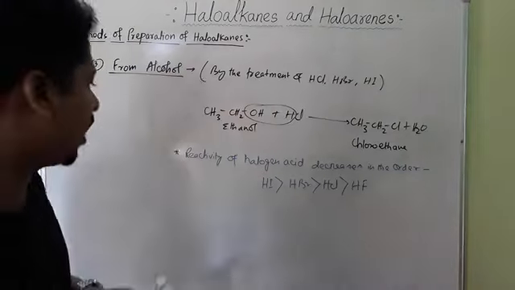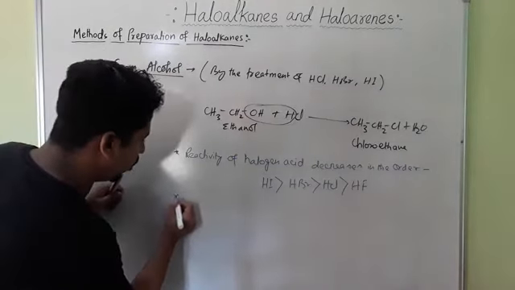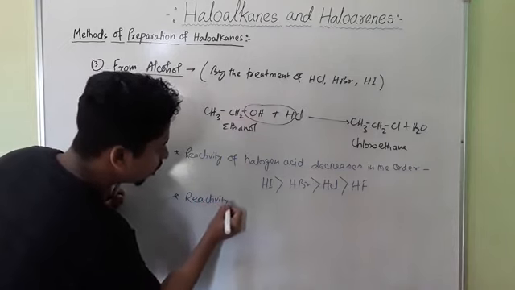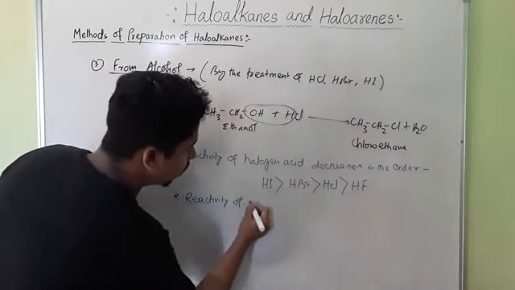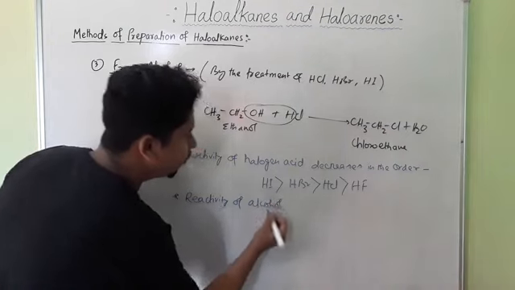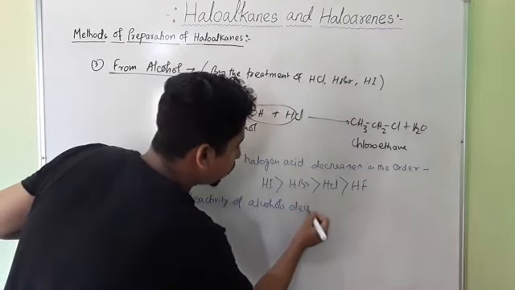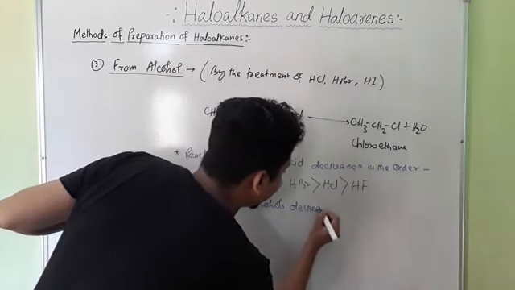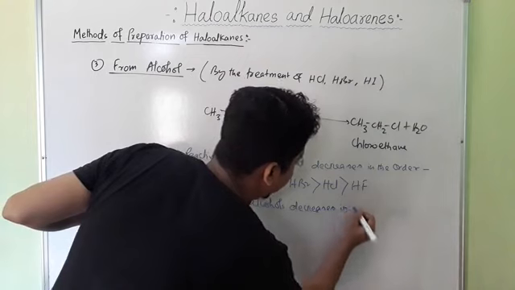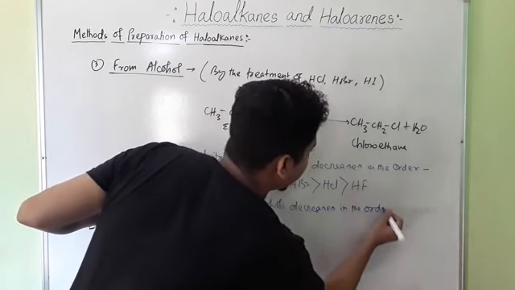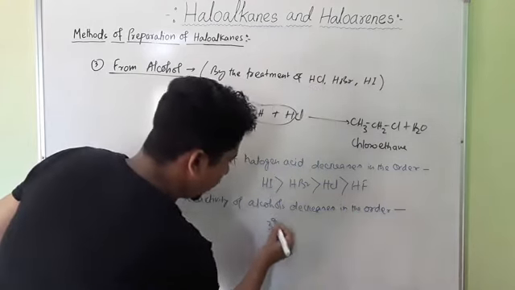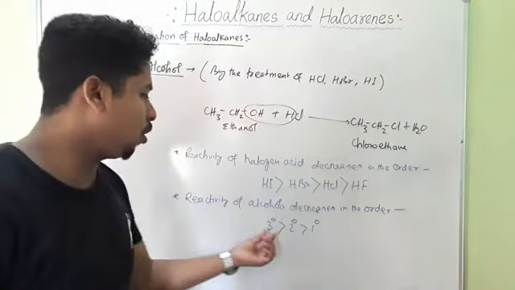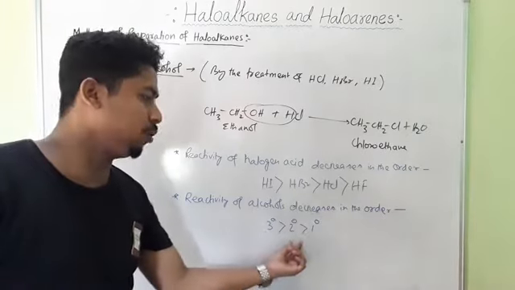And the reactivity of alcohol decreases in the order 3 degree, then 2 degree, then 1 degree. So the reactivity of 3 degree alcohol will be more than 2 degree, then 1 degree.